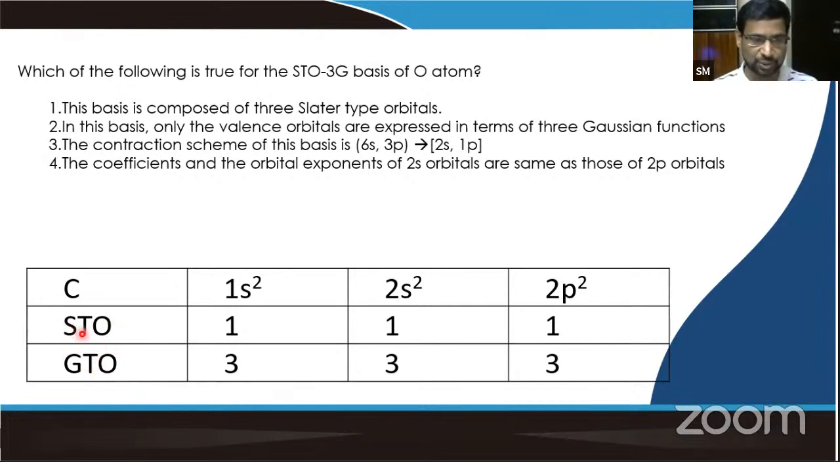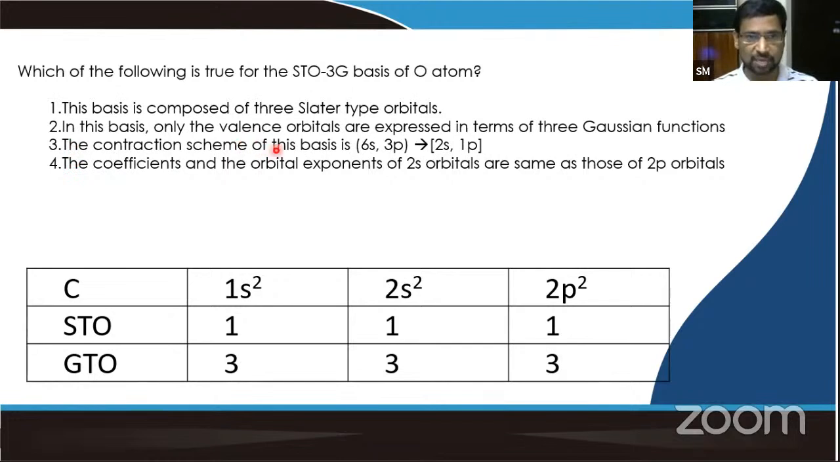So each STO is expressed in terms of 3 GTOs, because this is an STO-3G. If it were split valence, normally what we would have done is express the valence electrons in a different manner from the core electrons in the core orbitals. But in this case, each Slater type orbital is described by 3 Gaussian functions. So the statement that in this basis only the valence orbitals are expressed in terms of 3 Gaussian functions is also wrong, because both valence and core have been expressed in terms of 3 Gaussian functions.